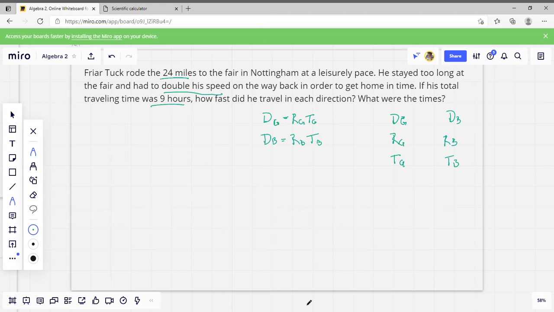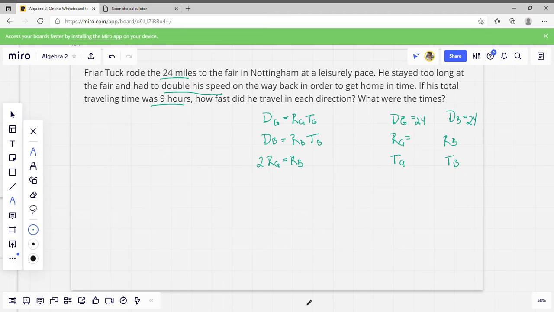Okay, he rode 24 miles, so the whole thing was 24 miles, and that would be the same as the distance back. Okay, so those are equal. Our rate going, alright, so he had to double his speed, so 2 times our rate going would equal our rate back. So we went twice as fast on the way back.